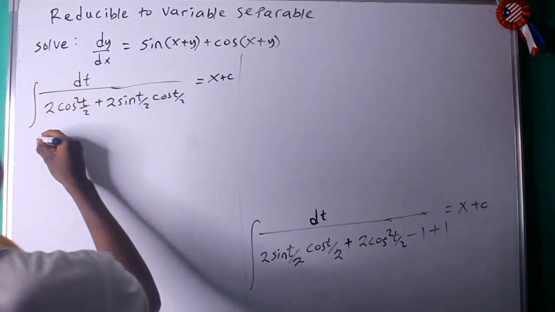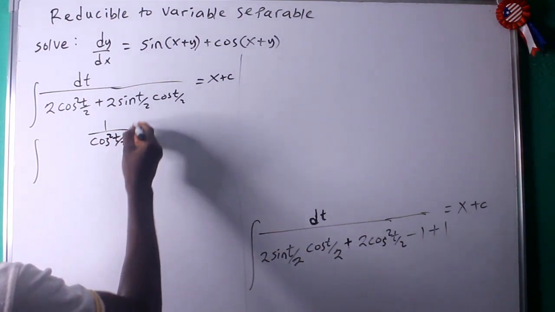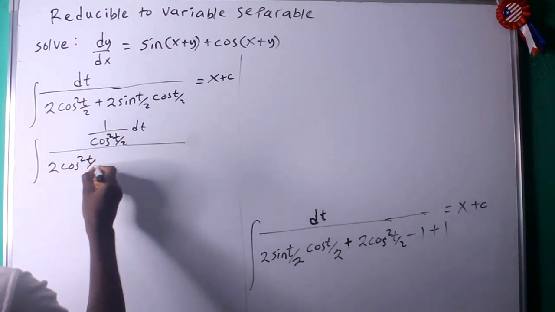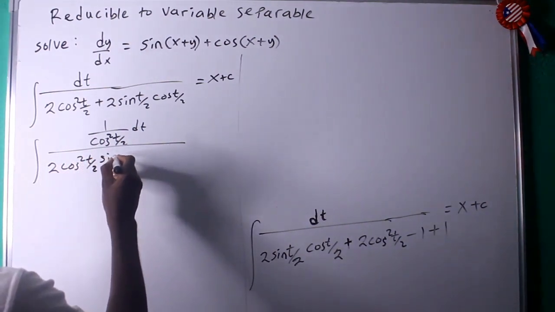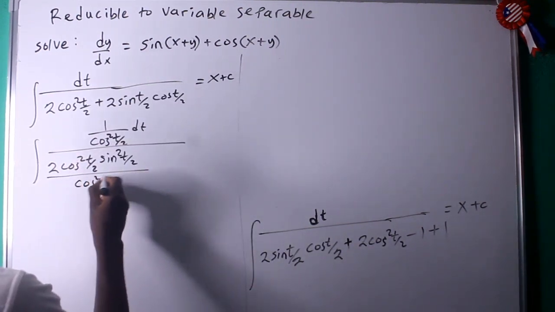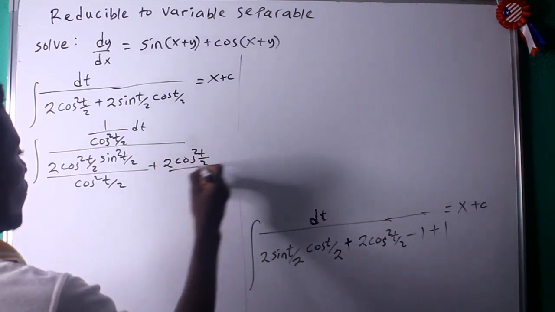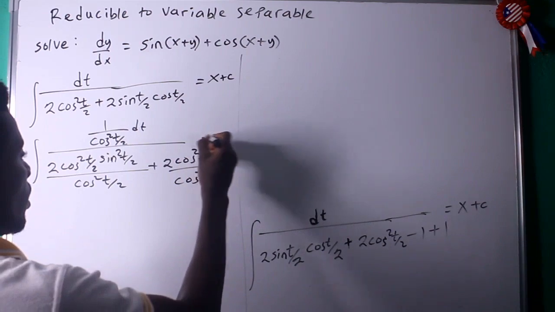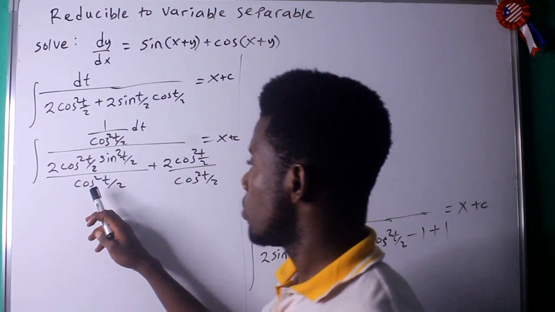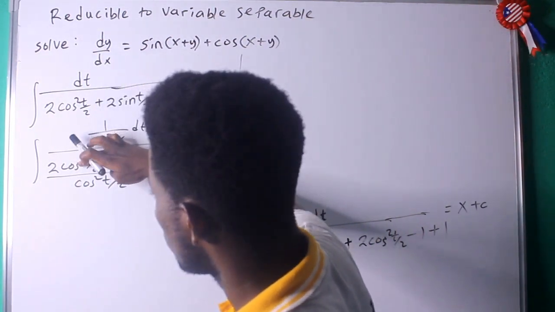So we have the integral of, in the numerator, 1 over cos square t over 2 dt, all divided by 2 cos square t over 2 sine square t over 2, all divided by cos square t over 2, plus 2 cos square t over 2 divided by cos square t over 2. And the entire thing should be equal to x plus c. Great. So let's simplify. Sorry, you do not have a square here, so this square will be removed.